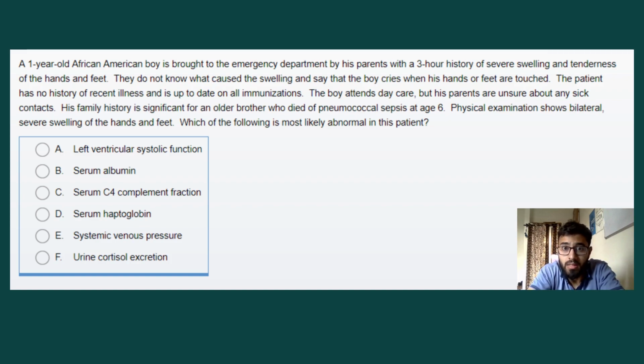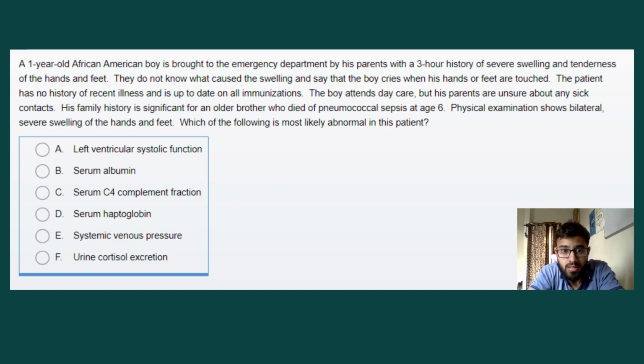I'm extending this information, and when you read through the question, yes, the patient is crying when his hands and feet are touched. That means he is in severe pain. So this is the most common presentation for sickle cell anemia, dactylitis, right? So now you read through the options.